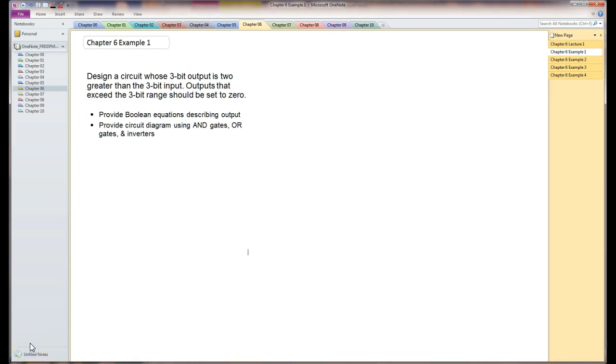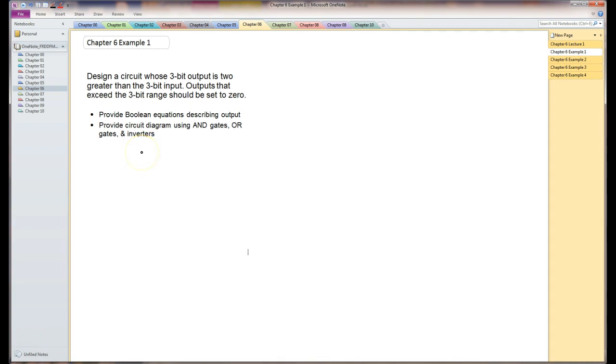This is our first example problem, chapter 6. What we have here is: design a circuit whose 3-bit output is 2 greater than the 3-bit input. Outputs that exceed the 3-bit range should be set to 0. So the first step in every circuit is to draw the interface, which is the black box diagram.